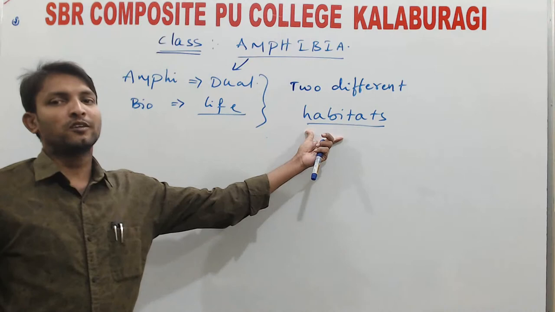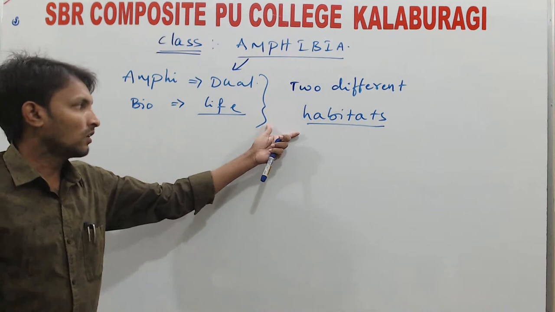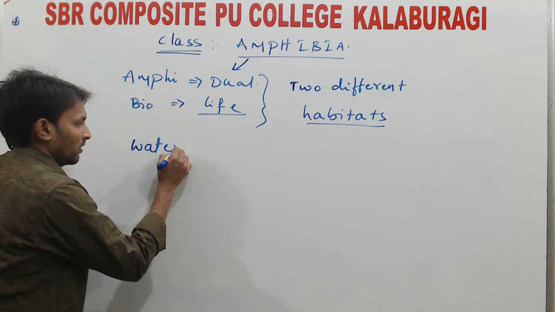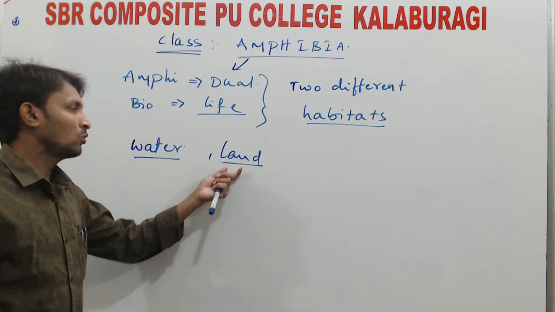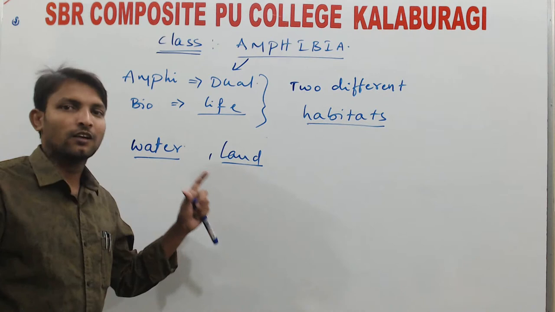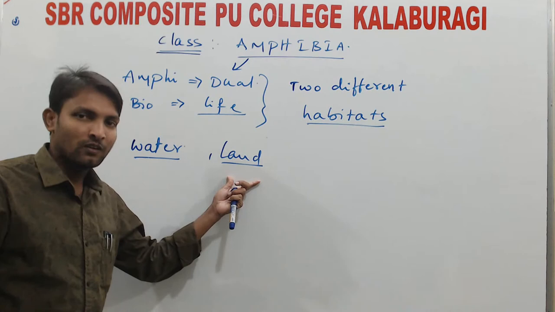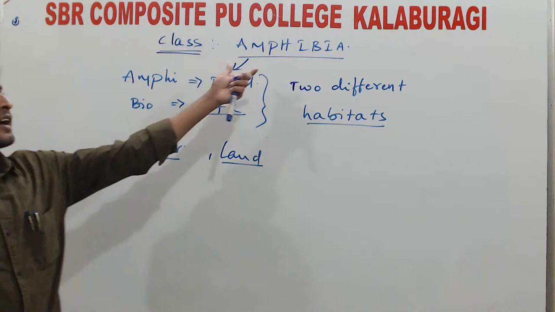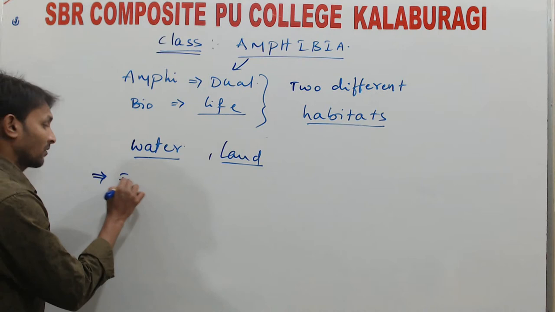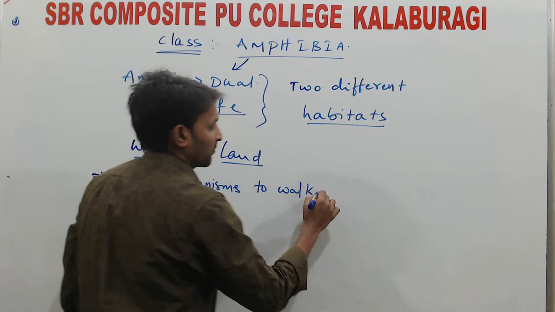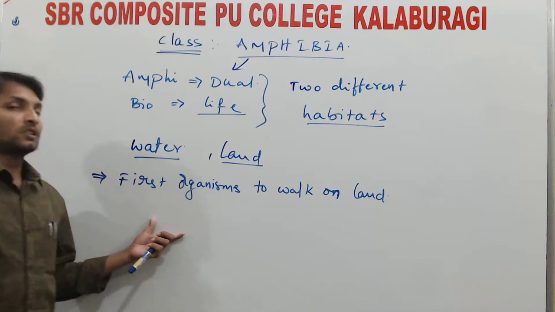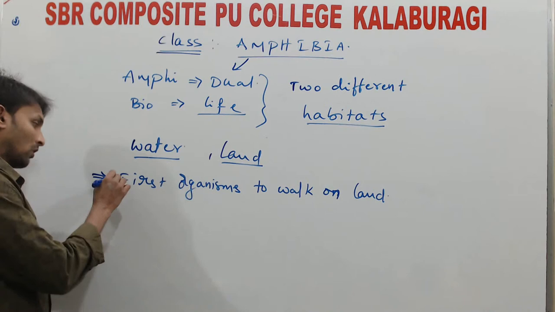So if you look into the class Amphibia, all the organisms, if you see their lifestyle, they are living in water as well as on land. So the Amphibians are the organisms which have two different habitats, aquatic as well as terrestrial. A single organism is living in both aquatic form and terrestrial. Next, the Amphibians are the first organisms to walk on the land. Remember, these are the first organisms to walk on land. Their early stage of life is in the water only, but later after development, these are the first organisms to walk on the land.